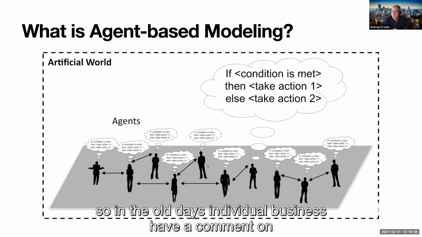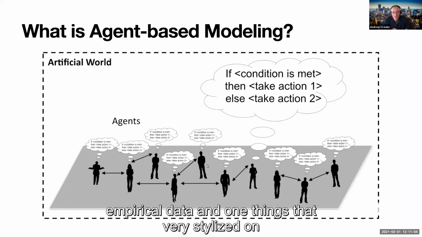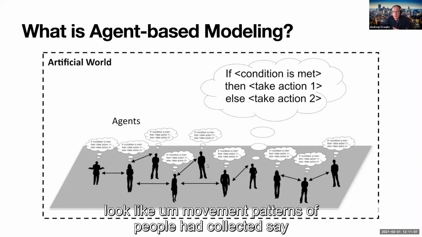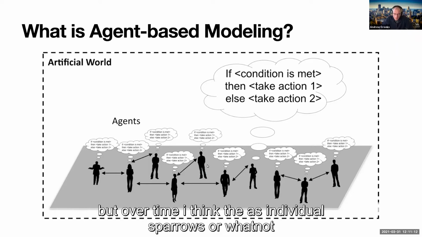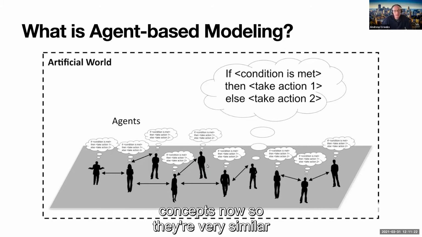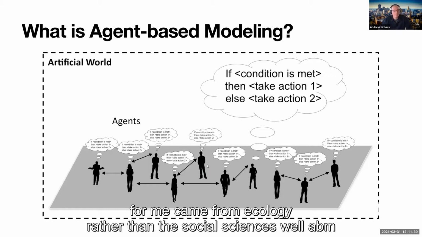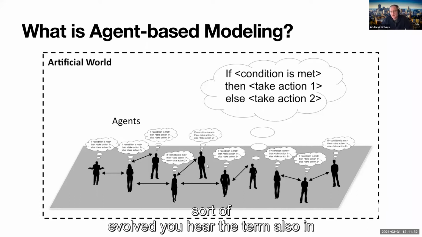So in the old days, individual-based models used to come from ecology, and they were very stylized on empirical data and things that people had collected, say, movement patterns of sparrows or whatnot. But over time, as individual-based models have added more behavior rules to them, and agent-based models have added more empirical grounding, they're very similar concepts now. But the individual-based models for me came from ecology rather than the social sciences, while ABM evolved from the latter.